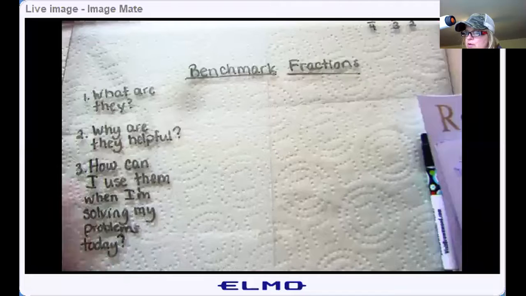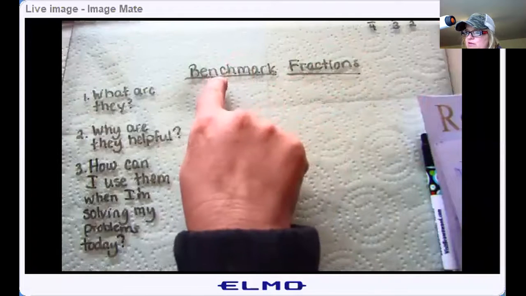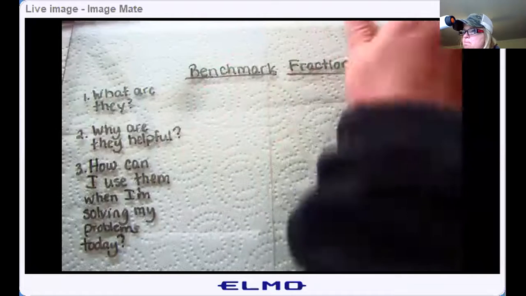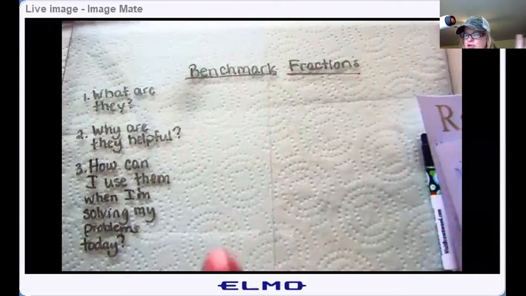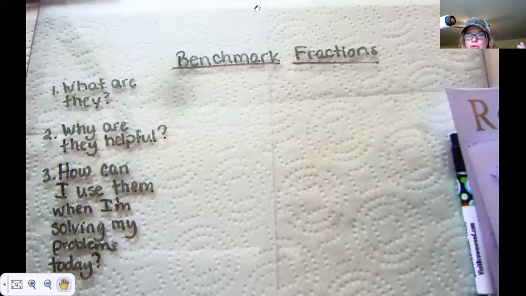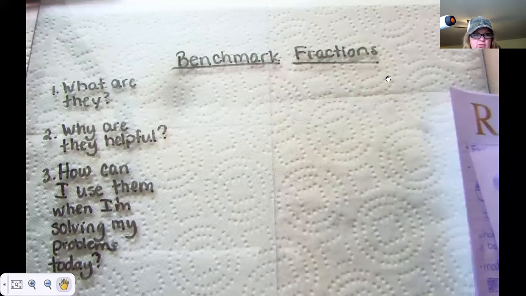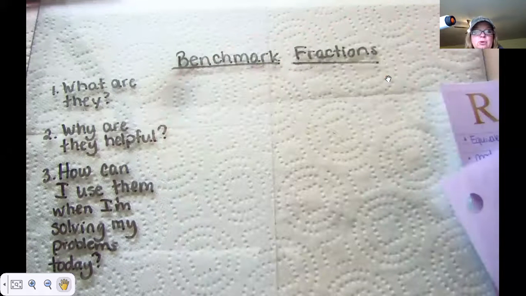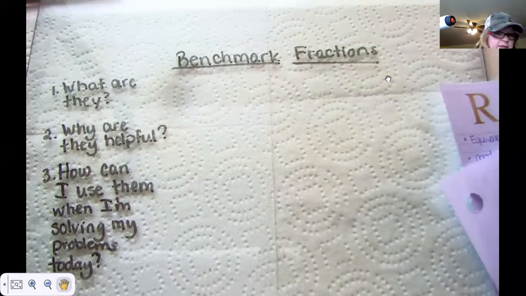Okay, today we're going to talk about, or last week we talked about comparing fractions. And today we're going to talk about how this idea of benchmark fractions can help us with comparing fractions and getting our mind wrapped around what is 1/4, what is 3/4, what is going on here. So, what are benchmarks? Benchmark fractions? Well, they're commonly used fractions.